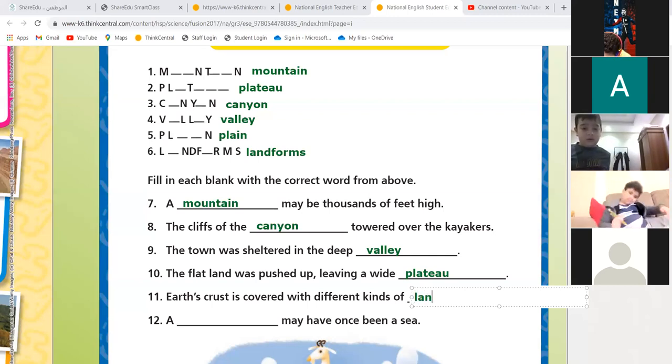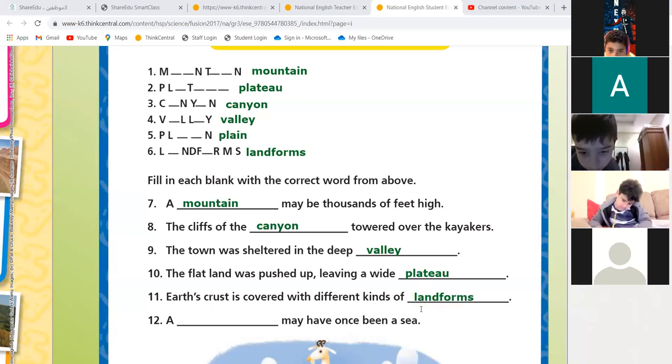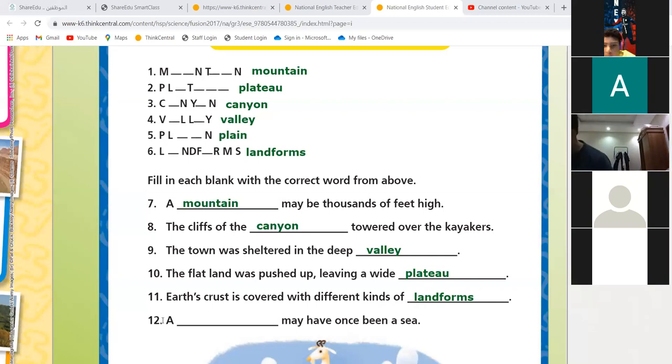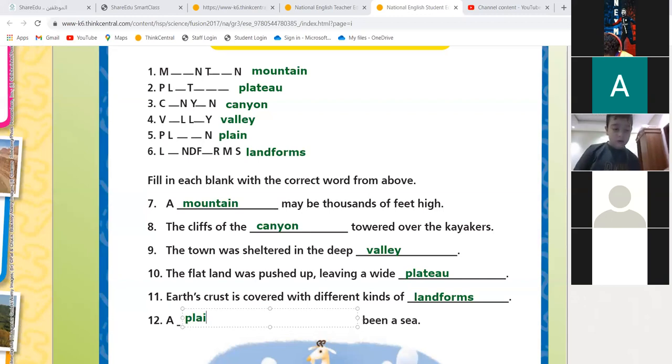Okay, Iyad, please open your mic. Yes. Open your mic and tell me, a blank may have once been a sea. A what? Which word of them? A valley. I mean a... It's a flat land. Yes, a plain. Excellent. Well done. Very good.